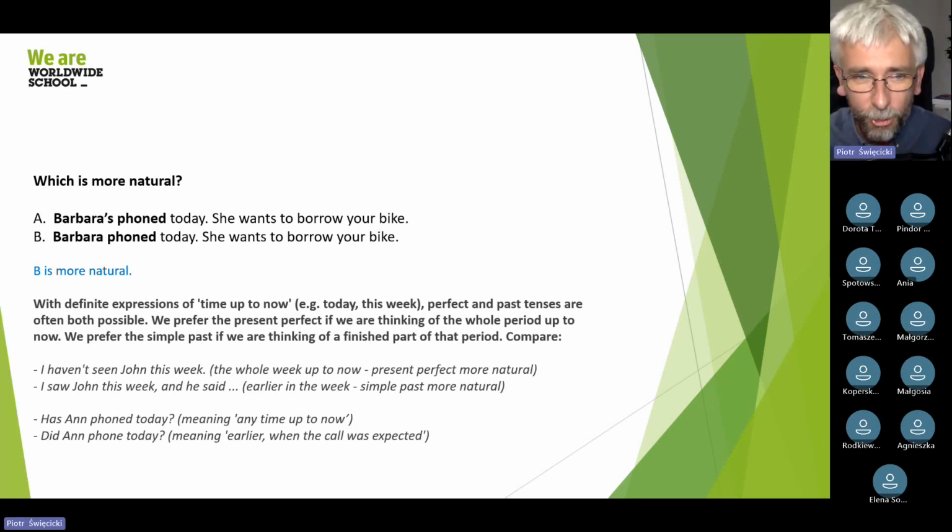Compare. I haven't seen John this week. I haven't, present perfect, right? I haven't seen John this week. The whole week up to now. Present perfect, more natural. I saw John this week. And he said, so earlier in the week is still going on, right? But I saw him earlier in the week. So there's no real need to use present perfect here. So if your teacher corrects you, you can say, but it's about a finished part of that period.